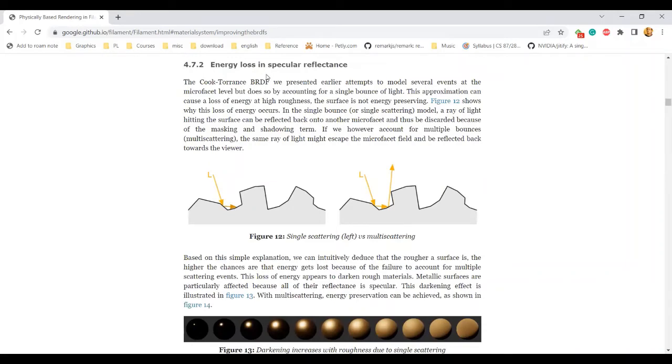Energy loss in specular reflection. For a single bounce of light, because it models the shadow by just one parameter, and it only accounts for one bounce. I think that's why. This can cause a loss of energy at high roughness.